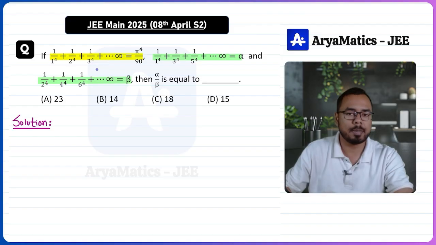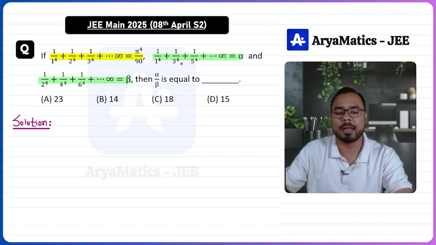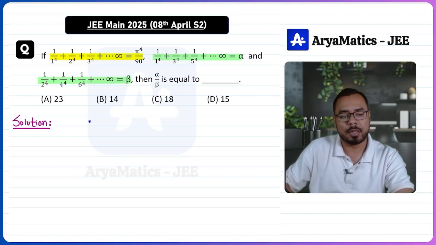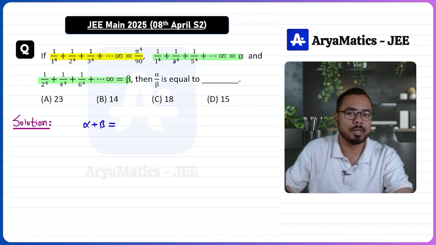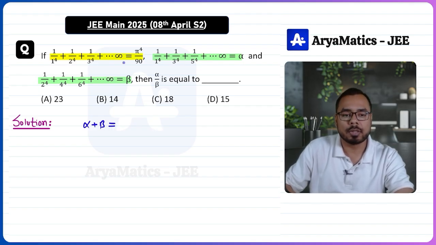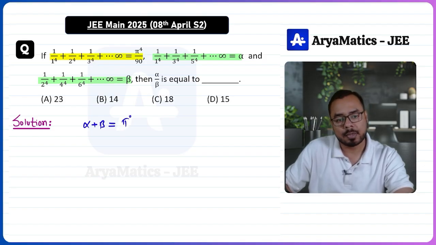Now at first it might seem a complicated problem, but it is one of the easiest problems from this chapter, sequence and series. The very first observation, if I add alpha and beta, one equation you can get from here, that alpha plus beta, this will give you sum of 1 by 1 raised to 4, from here you will get 2 raised to 4, 3 raised to 4 and so on. So this thing is nothing but alpha plus beta, right? Alpha plus beta, this is pi raised to 4 divided by 90.